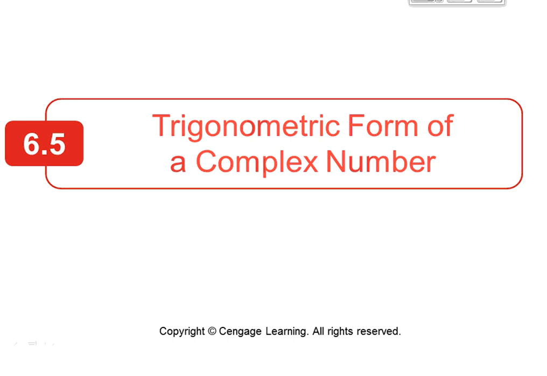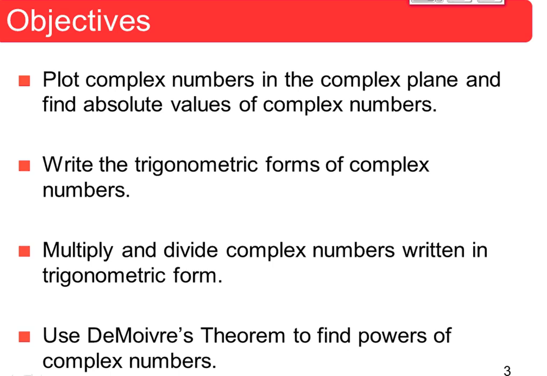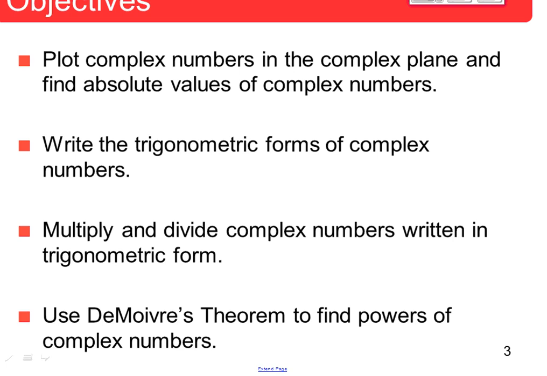And so I'll try to not go into super detail on some of the things that I usually do. So this is trigonometric form of a complex number, 6.5, and we're going to plot complex numbers in the complex plane and find absolute values of complex numbers. Write the trigonometric forms of complex numbers, multiply and divide complex numbers written in trigonometric form, use de Moivre's theorem to find powers of complex numbers. And so all of those we're going to cover right now.